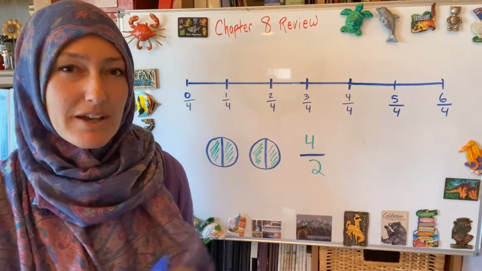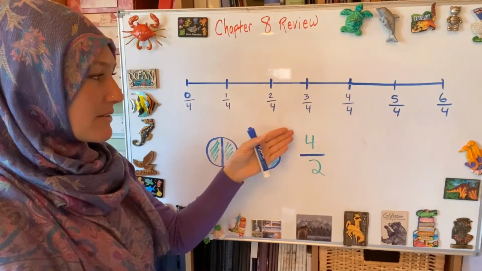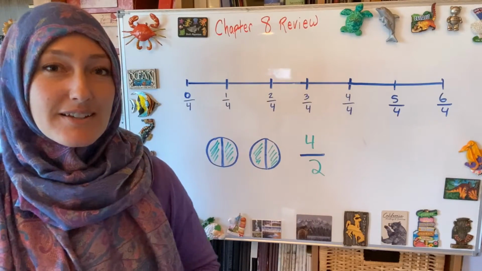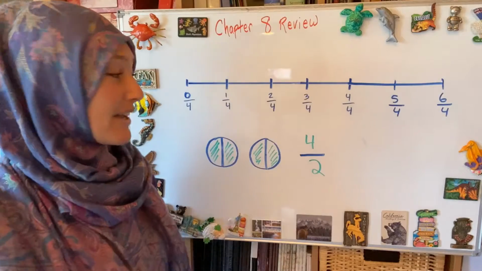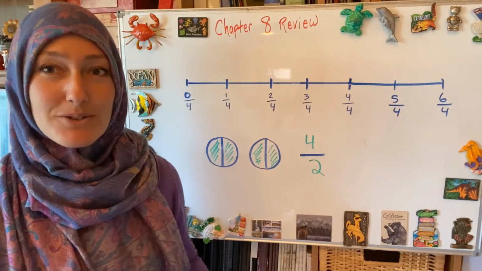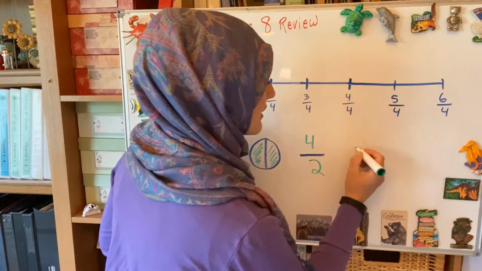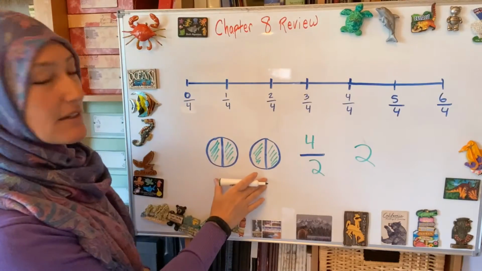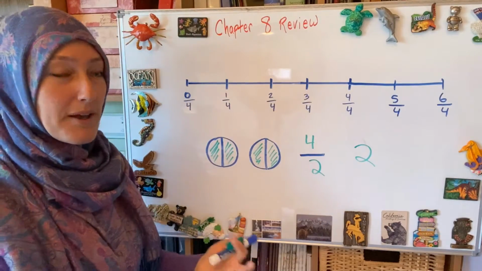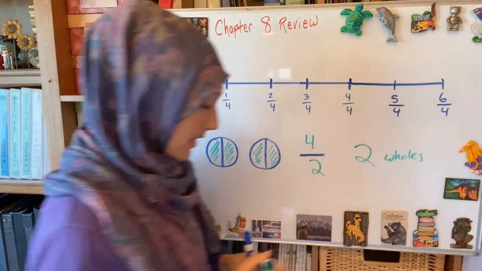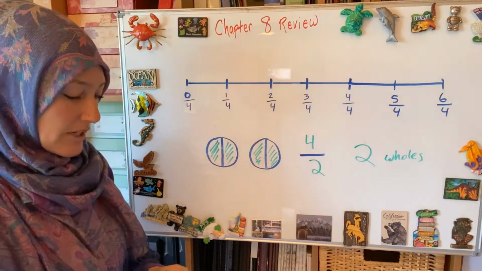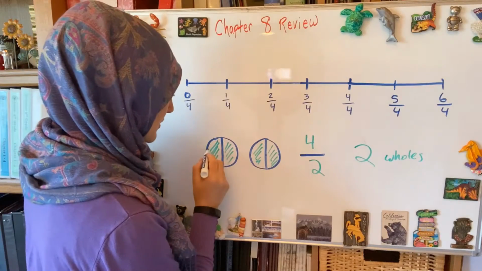And that might feel kind of weird at first, because why is the numerator larger than the denominator? But what you're showing is basically division. And what is 4 divided by 2? That's 2. And what do we see here? We see 2 whole amounts. So 2 wholes.